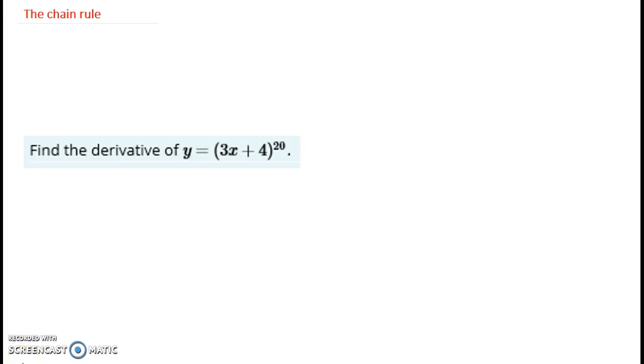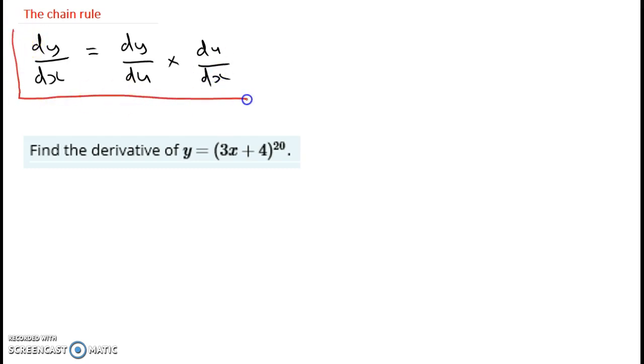This lesson we'll be looking at what's called the chain rule, and the chain rule states that dy/dx is equal to dy/du times du/dx, and the easiest way to show you how the chain rule works is actually just to work through an example. So let's jump straight into this question here.